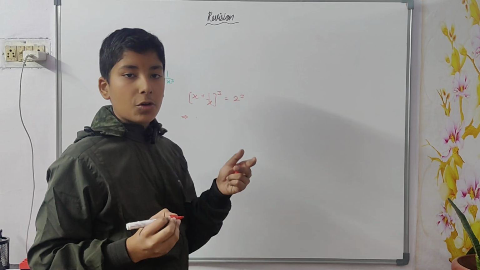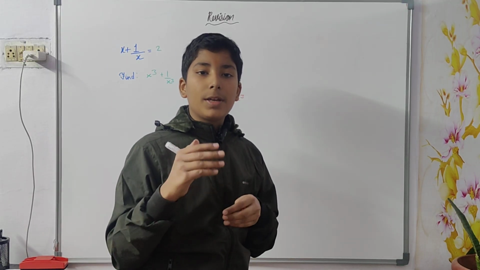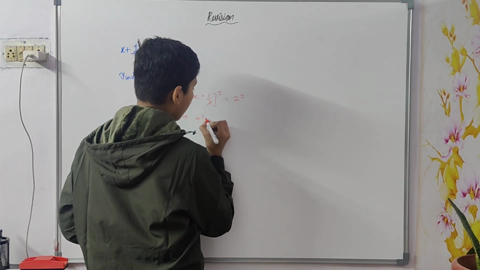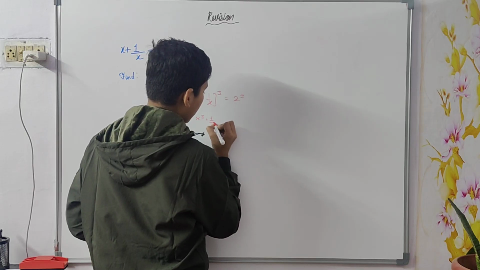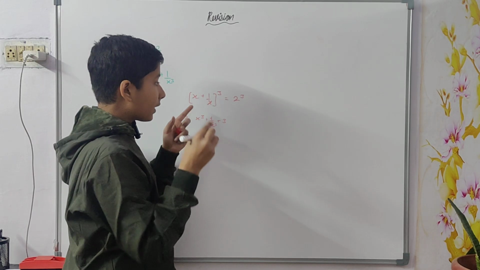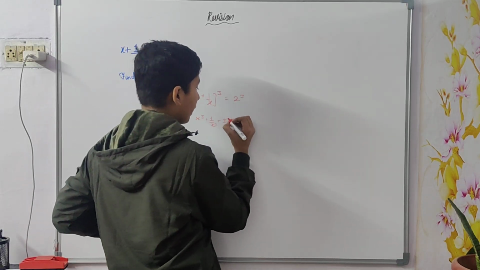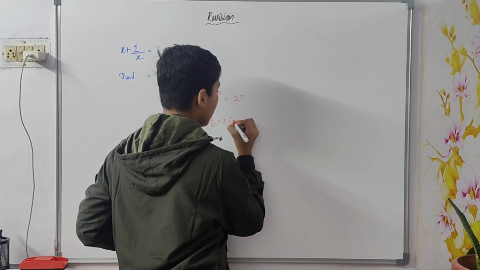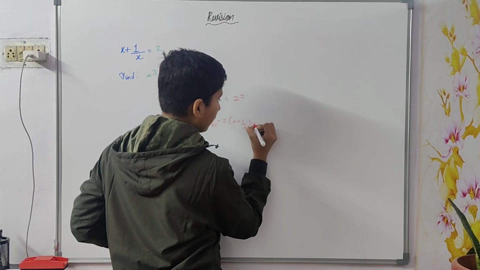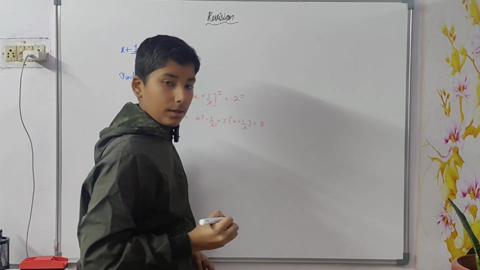You know (a plus b) whole cube is a cube plus b cube plus 3ab into (a plus b). So it will be x cube plus 1 by x cube plus 3 into x into 1 by x, which is nothing, so this will be cut and only x plus 1 by x will be left, equal to 2 into 2 into 2, meaning 8.